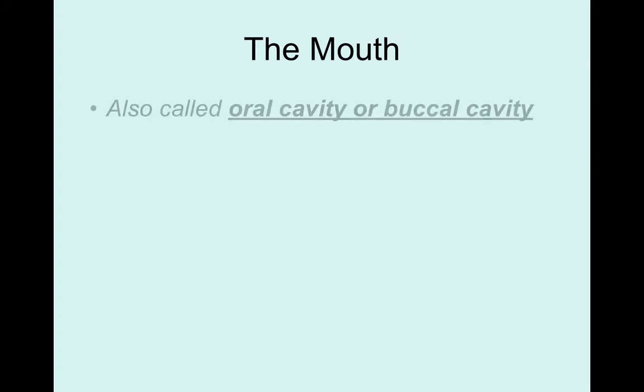Okay, so now we're going to actually start looking at the tube, and we will take a side road and look at the accessory organs when we get to the point of talking about the small intestine, but we're going to start with looking at the tube. So we're going to start with our mouth.